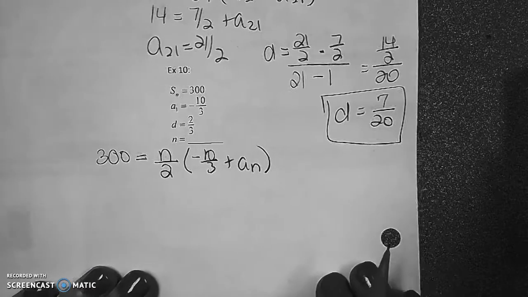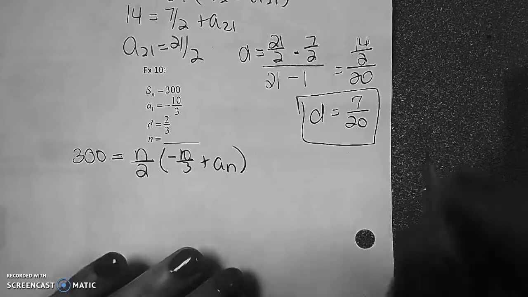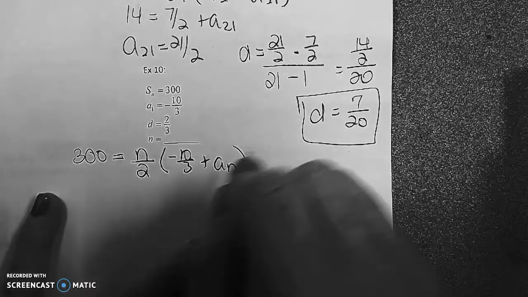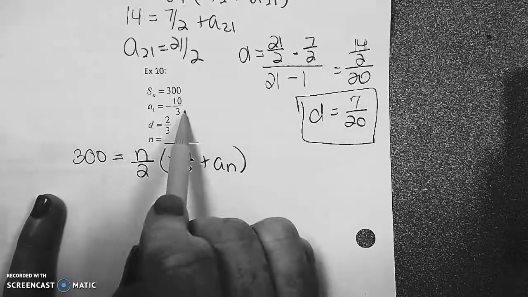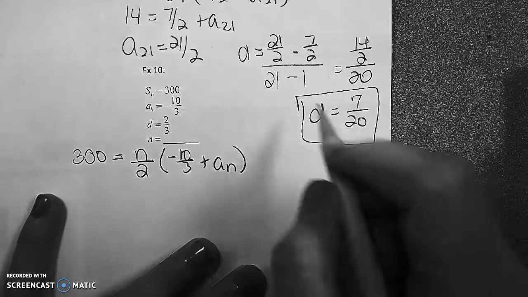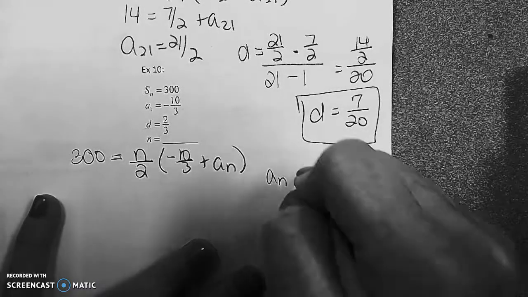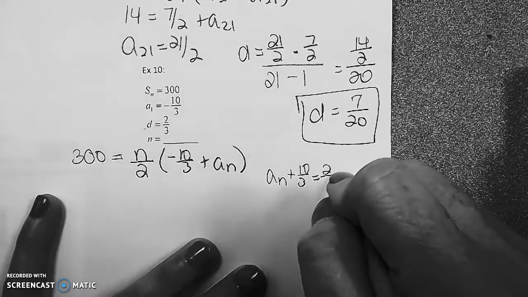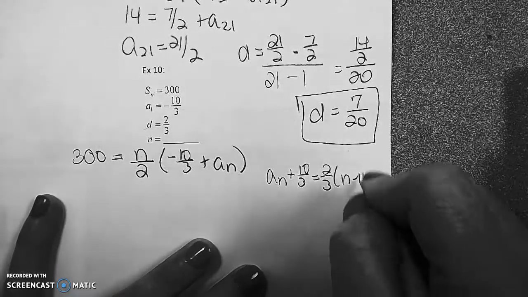And so I'm going to come to the side here. So let's see. I need to find an equation for A sub n. And I have enough information to do that. I have a point, and I have the common difference. So A sub n plus 10/3 will equal that common difference times n minus 1.